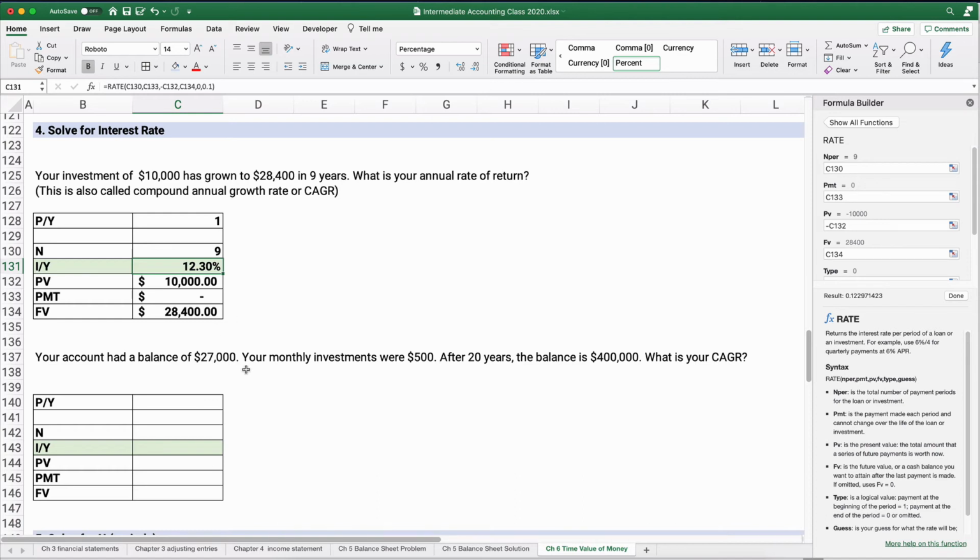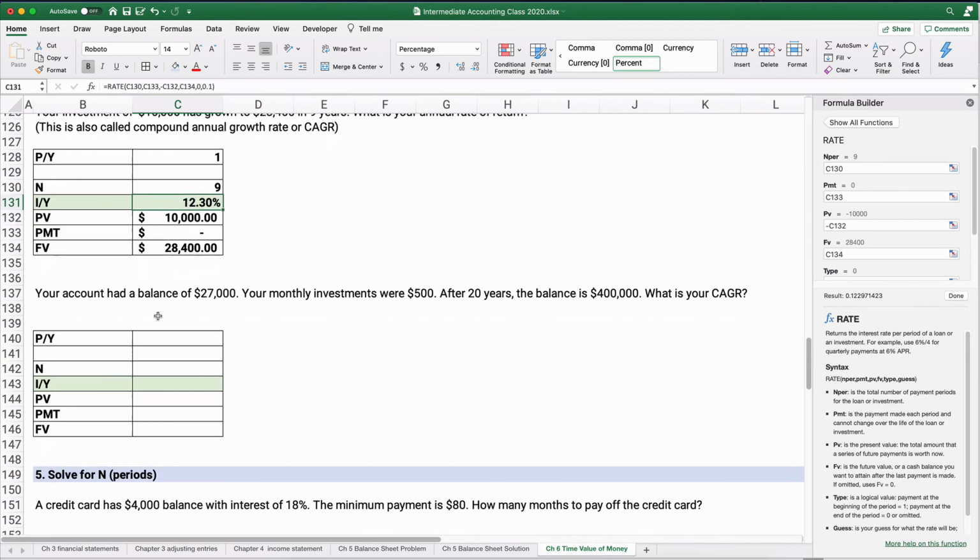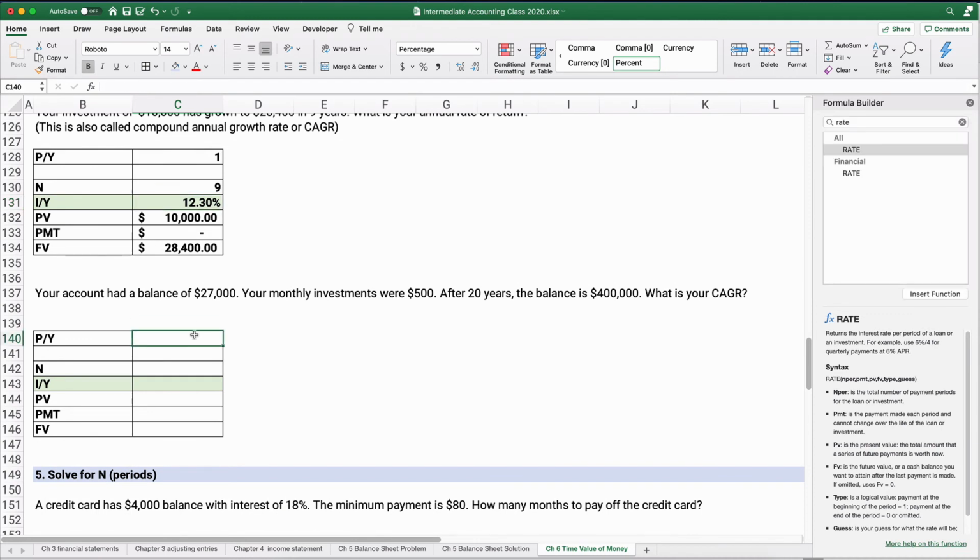Next one, let's change it to a monthly investment. Let's say your account had a balance of 27,000 and your monthly investments were 500. After 20 years, the balance is 400, and you wonder, hey, what was my rate of return? You can calculate this by saying, hey, my periods per year is 12.